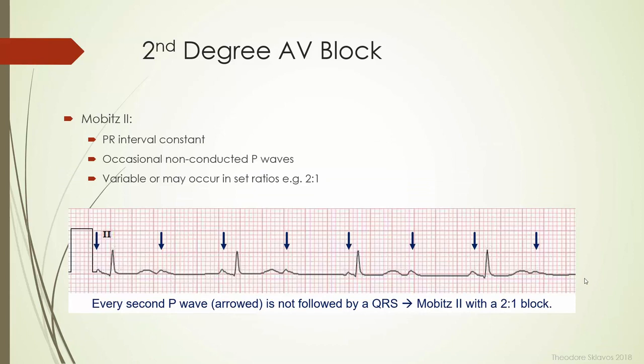In Mobitz 2 second degree heart block, the PR interval is constant, but we still have these occasional non-conducted P waves, P waves that are not followed by a QRS complex. This might occur in a fixed ratio, for example 2 to 1, so every second P wave isn't conducted, or it might be 3 to 1 or 4 to 1, or it could be variable and not fit a fixed ratio. As you can see in the example here, we've got a 2 to 1 Mobitz 2 heart block, where every second P wave is not followed by a QRS complex.